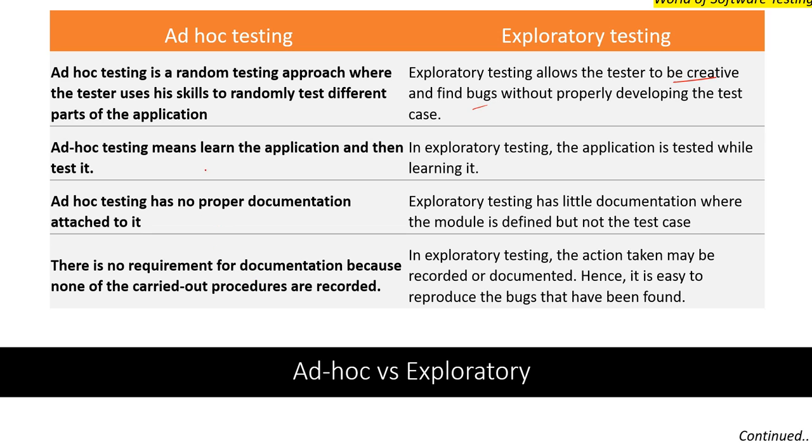Ad hoc testing means learn the application and then test. So here we are first learning the application and then testing it, but exploratory testing is simultaneous learning, and the application is tested while learning it. So we are simultaneously doing the learning as well as the testing. We are doing the test execution in parallel.